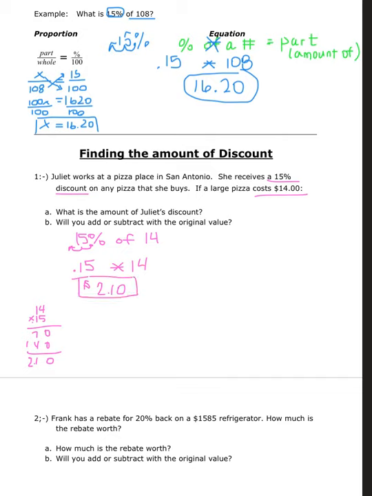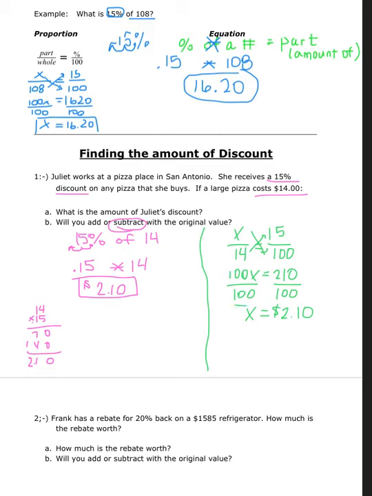Now if that's a discount, that means she pays less. So for part B, will you add or subtract? You're going to subtract when you have a discount. Since I like to show you the other option, if I do the proportion, that would be x over the $14 equals the percent, which does not have to be turned into a decimal, so 15 over 100. I'd solve this proportion and get x equals $2.10 also. So whichever method you prefer, you continue to use that method.